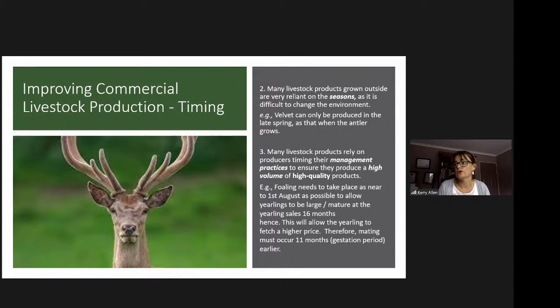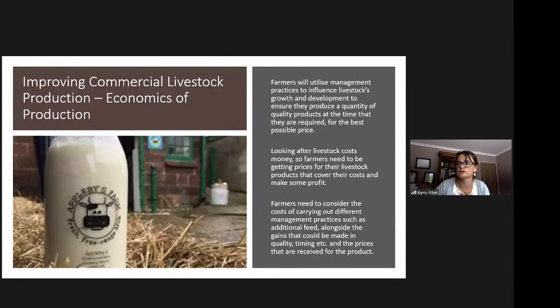And then thirdly is just trying to ensure that you have a high volume of high quality products. So trying to get them all to mate in one period of time so that you get a good line of animals all through at the same time. Which is why we often don't have continuous mating. We only mate for a certain period of time. In the dairy industry, we're trying to have calving all done literally between 6 weeks and 2 months. You're trying to contain it. Otherwise, they occur all year round, and that's not ideal for milk production.